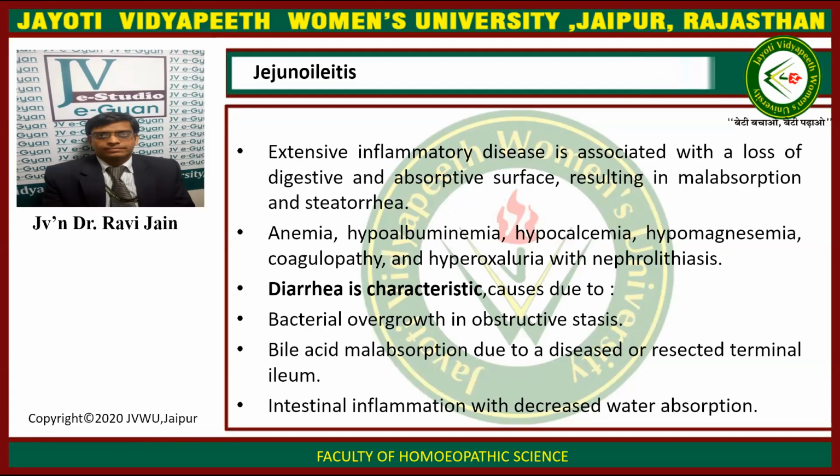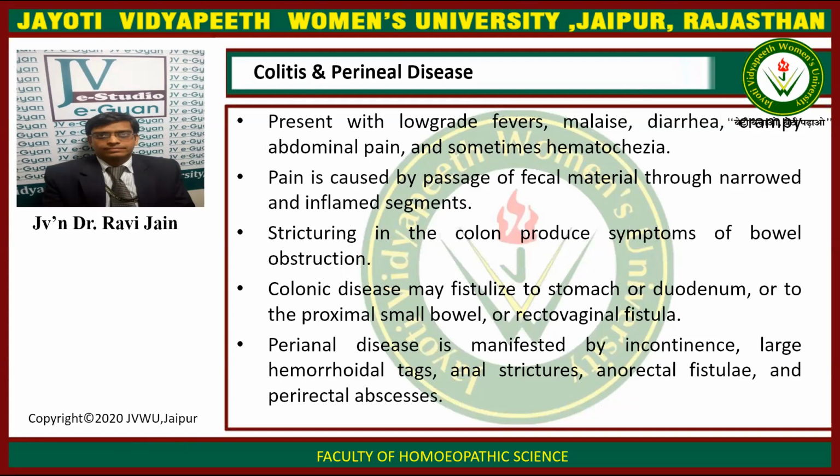Now the next condition is jejunoileitis. In jejunoileitis, there is extensive inflammatory disease associated with loss of digestive and absorptive surfaces, resulting in malabsorption and steatorrhea. There is anemia, hypoalbuminemia, hypocalcemia, hypomagnesemia, coagulopathy, hyperoxaluria, and nephrolithiasis. The diarrhea is characteristic and is caused by bacterial overgrowth in obstructive stasis. There can be bile acid malabsorption due to a diseased terminal ileum. There can be intestinal inflammation with decreased water absorption.